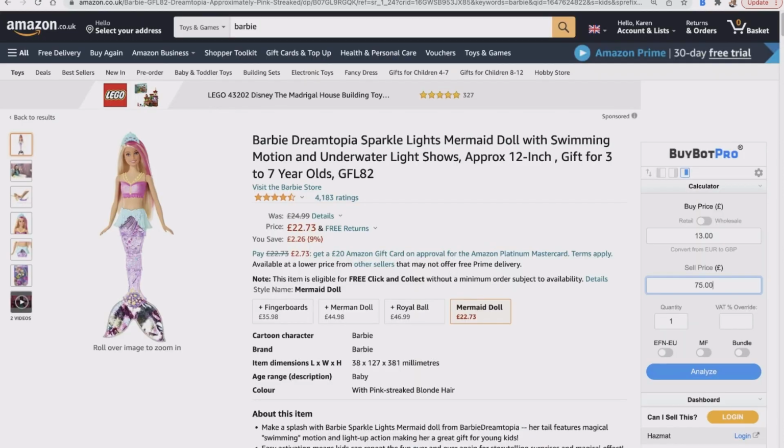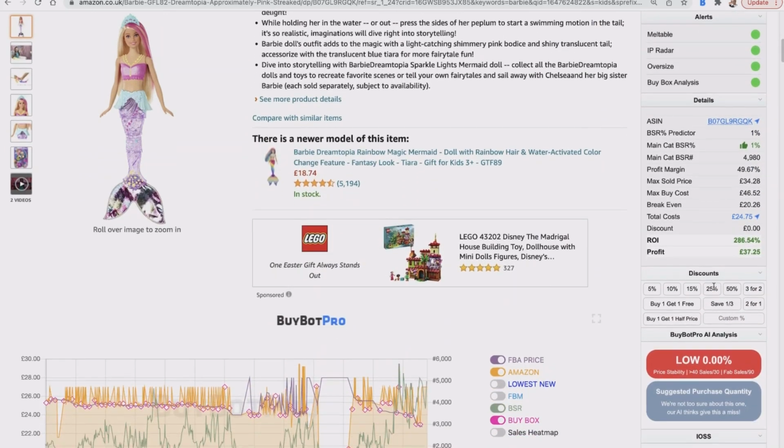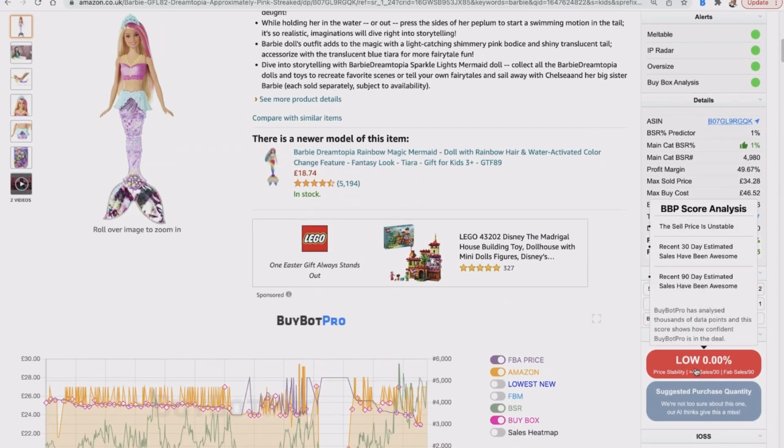Now, here's another example, and something that I love about the BuyBotPro confidence score. It's really clever. Don't think you can outsmart it, because you can't. So, for instance, here I've put in a buy price of £13, and I've cheated it and put a sell price of £75. Now, as you can see, this doll sells at £22.73. It's not worth £75. But what does BuyBotPro do? Well, BuyBotPro straight away gives it a 0 score. So you can't trick BuyBotPro.